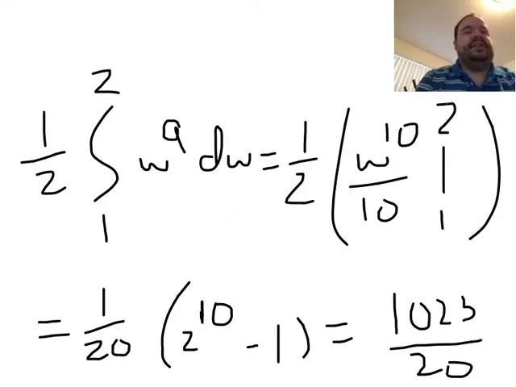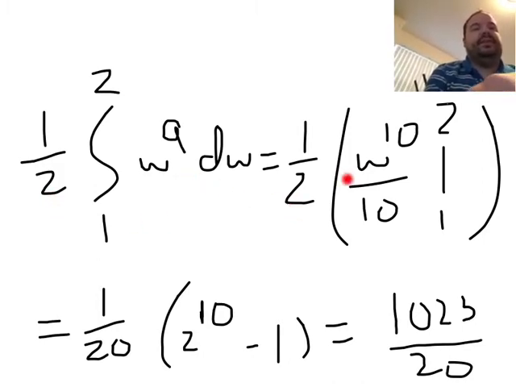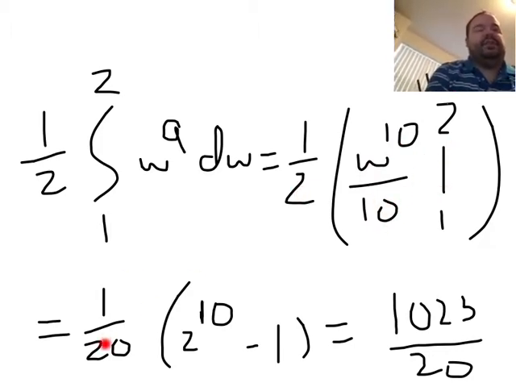Alright, so here I've done this antiderivative. I left the 1/2 outside. W to the ninth becomes W to the 10 over 10. And then I'm going to go ahead and take the 10 out with the 2 to make it 1/20th. And then I plug in 2 and I plug in 1. Altogether, you get 1023 over 20 in reduced form.